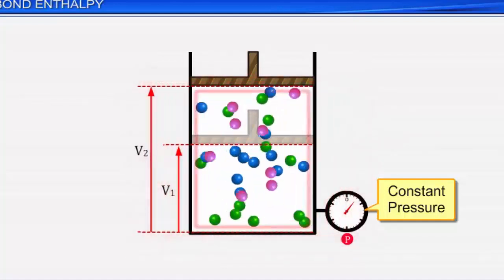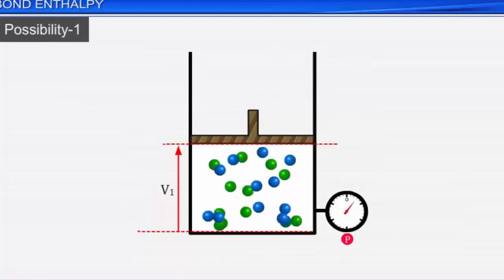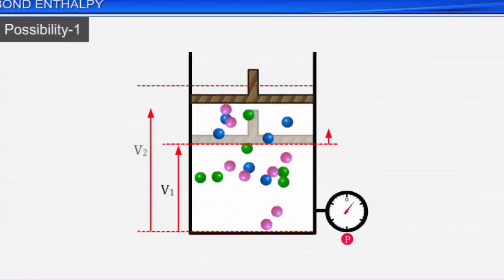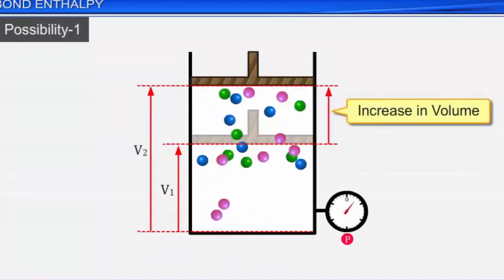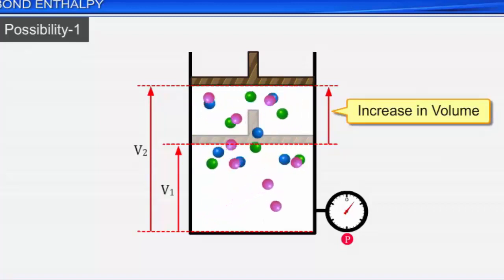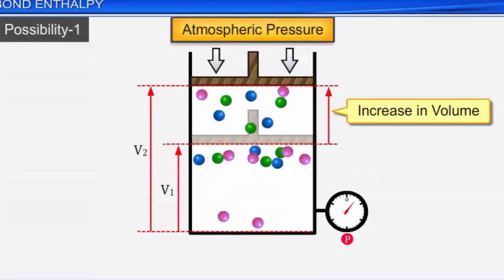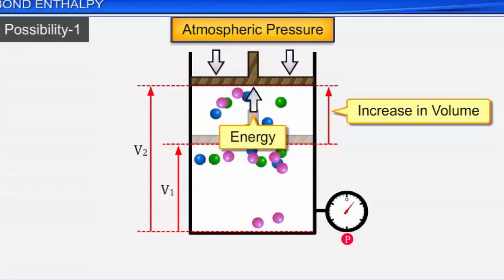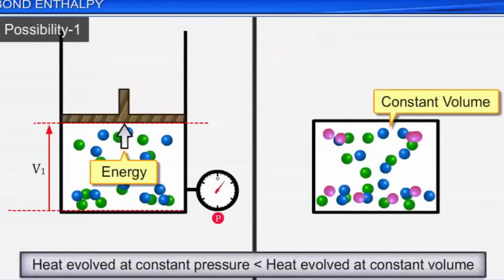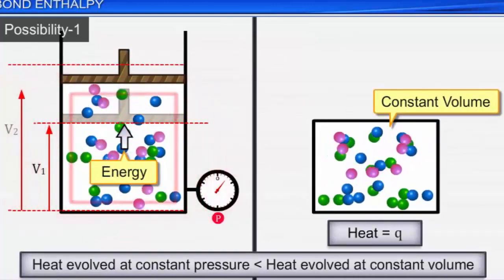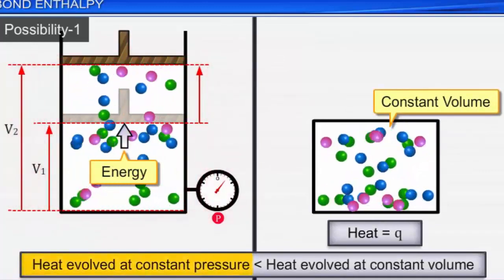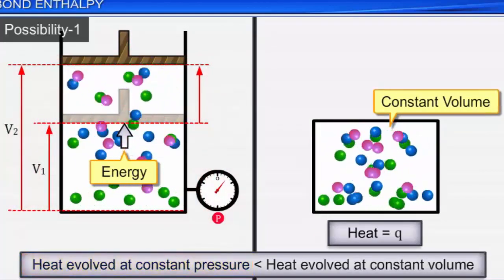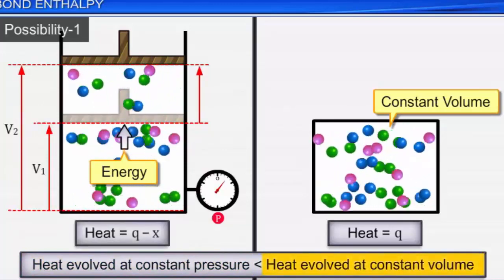One possibility is that if the reaction is carried out with increase in volume, then the system has to expand against atmospheric pressure and energy is required to perform this act. As some of the energy has to be utilized for this purpose, the heat evolved in this case would be a little less than the heat evolved at constant volume conditions.